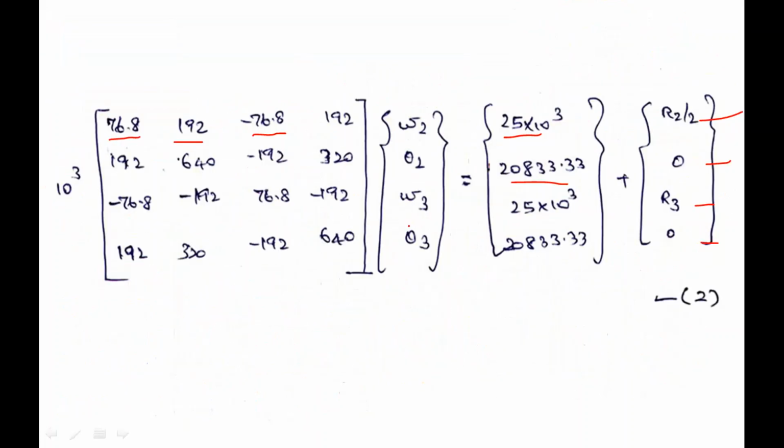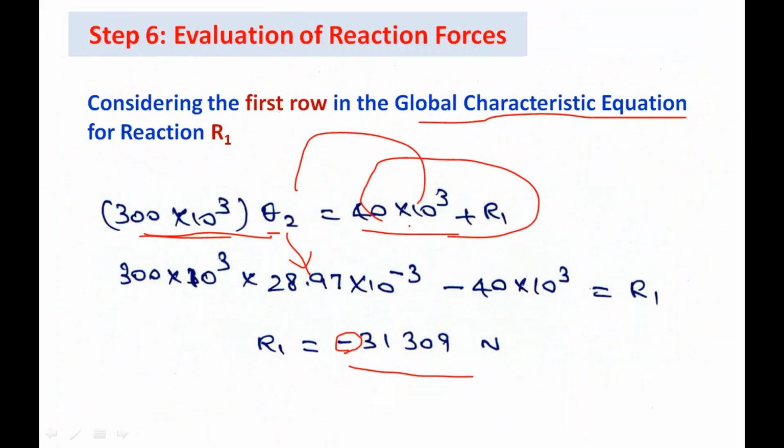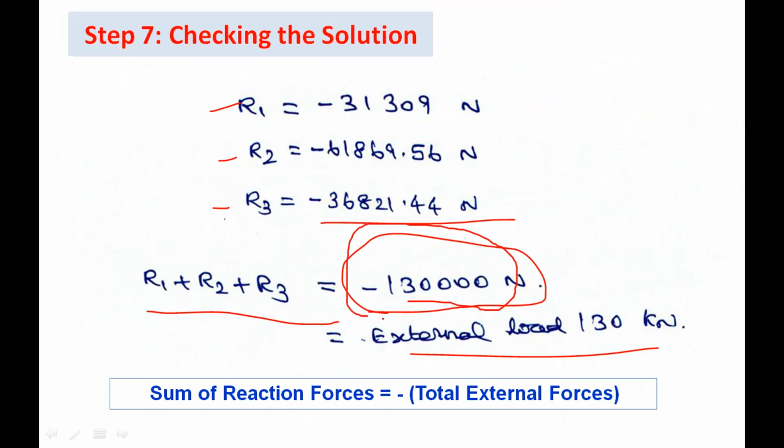That is why the sum of the reaction forces is equal and opposite to the external load of 130 kilonewton. Here the downward force is considered positive, which is why we are getting the reaction forces with negative sign. We can use the reaction force values for checking the answer we evaluated through the finite element method.